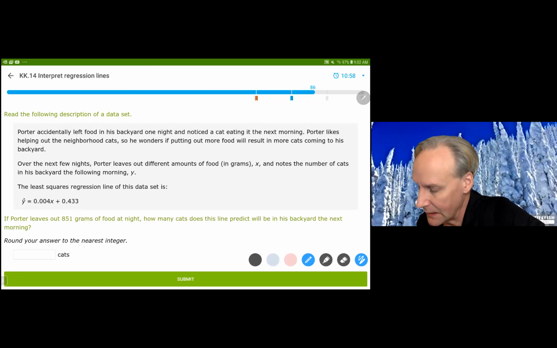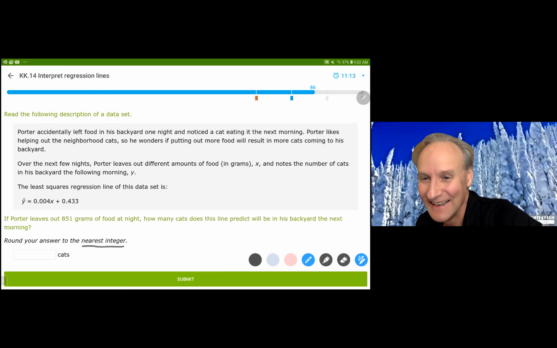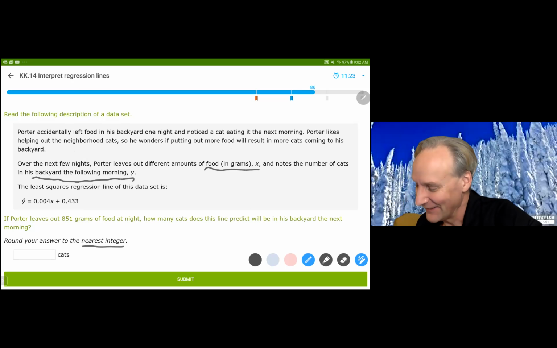Round your answer to the nearest integer. Now, Porter accidentally left food in his backyard one night and noticed a cat eating it the next morning. Porter likes helping out neighborhood cats, and he wonders if putting out more food will result in more cats coming to the backyard. I suspect that it will. Over the next few nights, Porter leaves out different amounts of food in grams and notes the number of cats the following morning. Quite an interesting experiment.